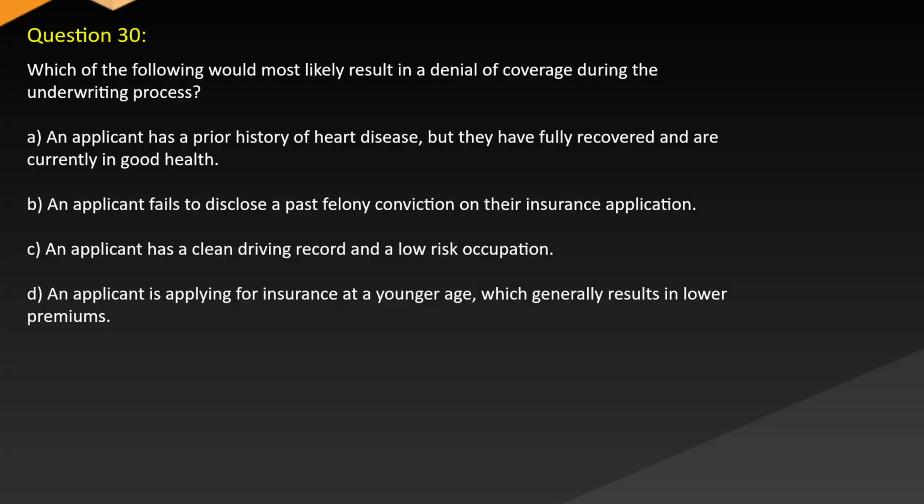Question 30. Which of the following would most likely result in a denial of coverage during the underwriting process? A. An applicant has a prior history of heart disease, but they have fully recovered and are currently in good health. B. An applicant fails to disclose a past felony conviction on their insurance application. C. An applicant has a clean driving record and a low-risk occupation. D. An applicant is applying for insurance at a younger age, which generally results in low premiums.